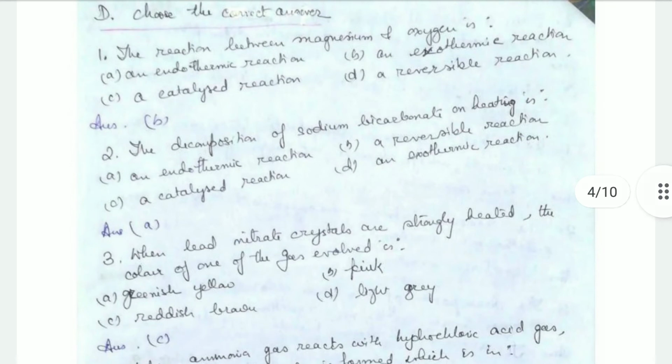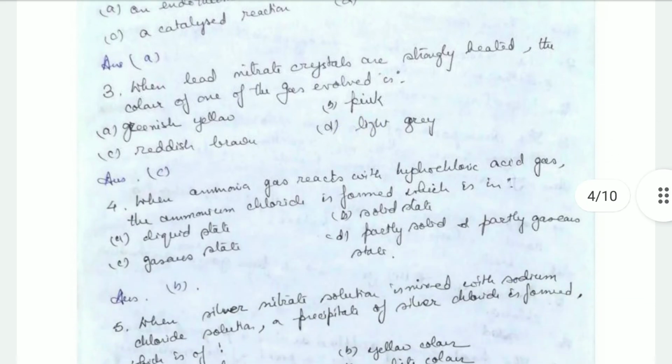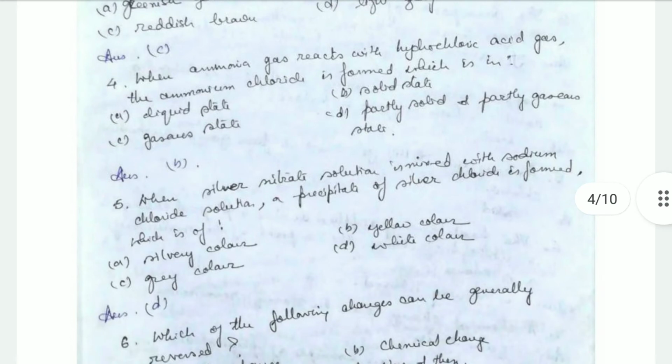The reaction between magnesium and oxygen is an exothermic reaction. The decomposition of sodium bicarbonate on heating is an endothermic reaction. When lead nitrate crystals are strongly heated, the color of one of the gases evolved is reddish brown. When ammonia gas reacts with hydrochloric acid gas, the product is in the solid state.